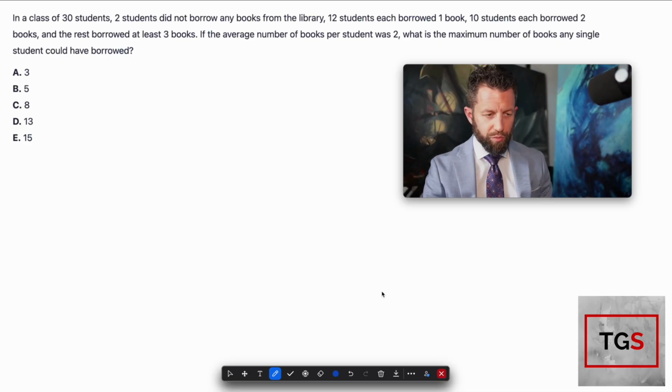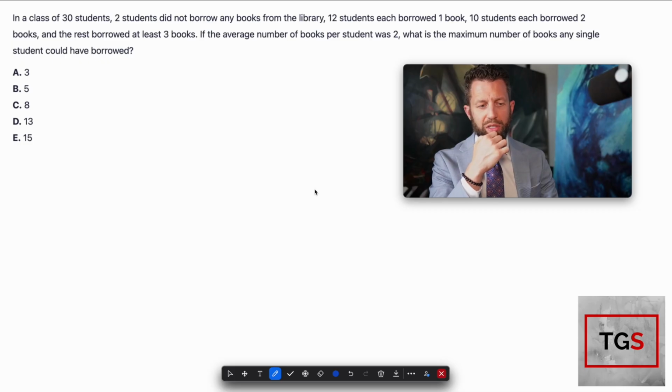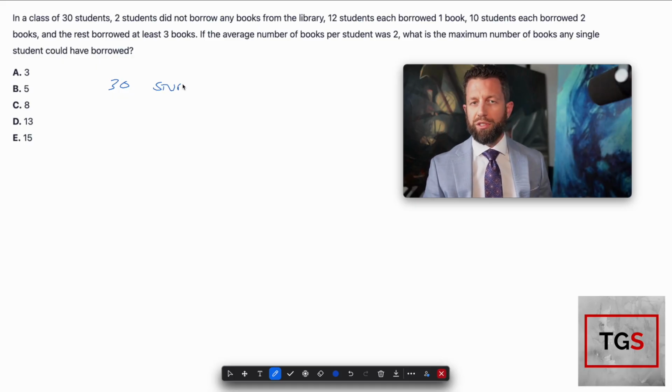Once again, let's work on making those easier for you to implement. We'll start by writing what's given and what's asked in an organized way. So we've got 30 total students. I'd probably just note that in some kind of simple way. Something like 30 students, something as simple as that.